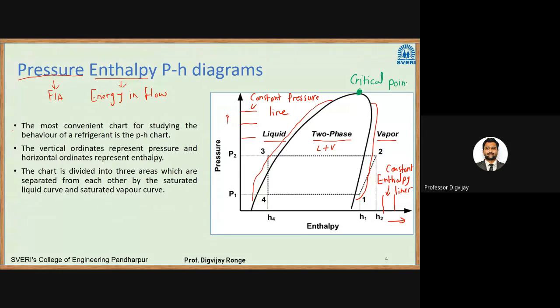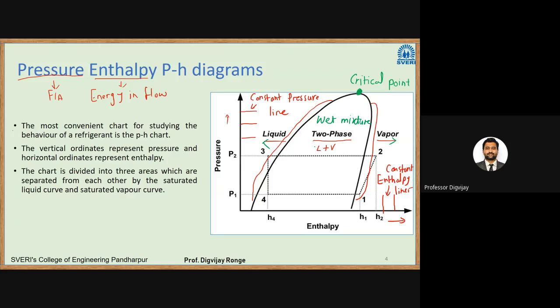For water, it is around 22 megapascal. That is the pressure at which it reaches its critical point. And whatever is left of this curve is liquid. Whatever is on the right side of this is vapor, and inside we call it a wet mixture. Why wet mixture? Because it contains both liquid and vapor, right? So this is the simplest pH diagram.